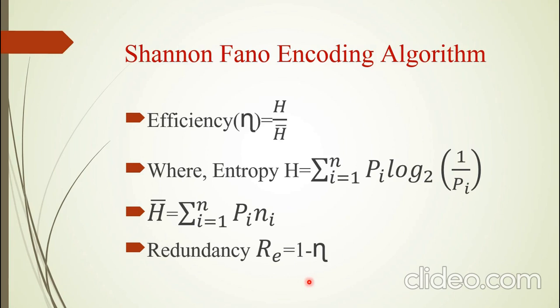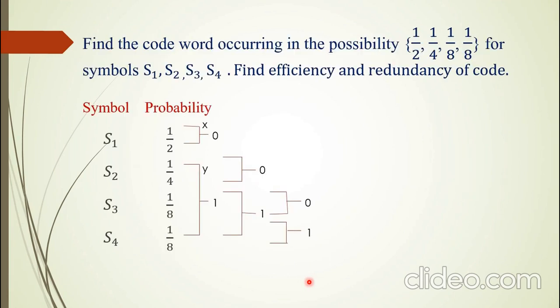Okay. Now let us begin this session with solution of this example. Find the code word occurring in the probability 1 by 2, 1 by 4, 1 by 8 and 1 by 8 for symbols S1, S2, S3 and S4. Find the efficiency and redundancy of this code.